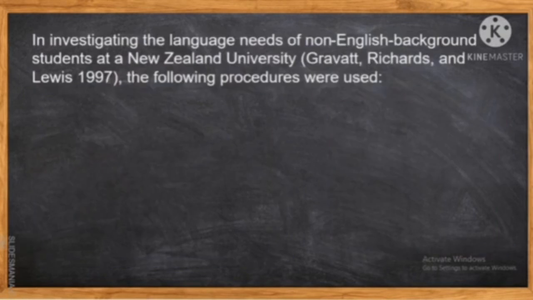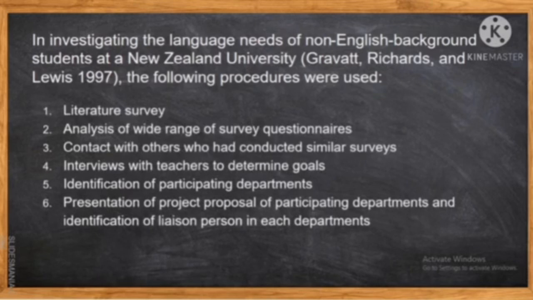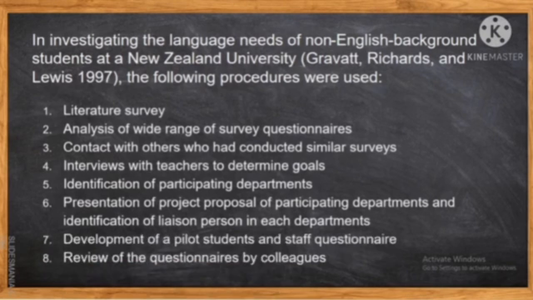In investigating the language needs of non-English background students at a New Zealand university, Graffat, Richards, and Lewis, 1997, the following procedures were used: literature survey, analysis of a wide range of survey questionnaires, contact with others who had conducted similar surveys, interviews with teachers to determine goals, identification of participating departments, presentation of project proposal to participating departments, and identification of a liaison person in each department, development of a pilot student and staff questionnaire, review of the questionnaires by colleagues.